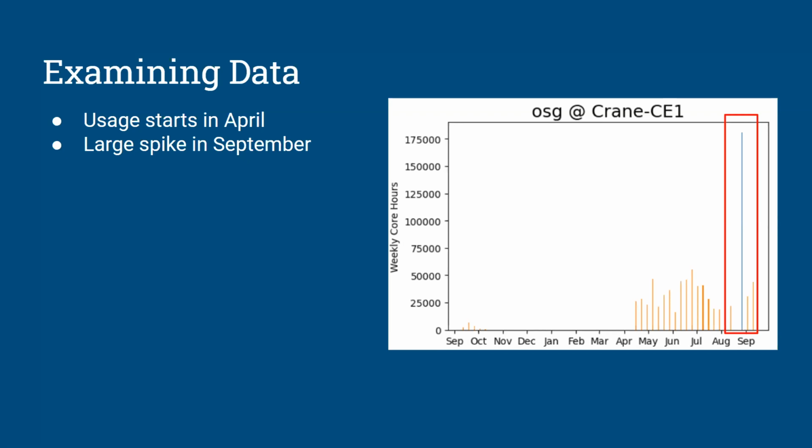So as we can see here, we have usage that starts in April, and we have a large spike in September. And this is something that we'd want someone to look at to make sure that the site is running the way it's intended to be.